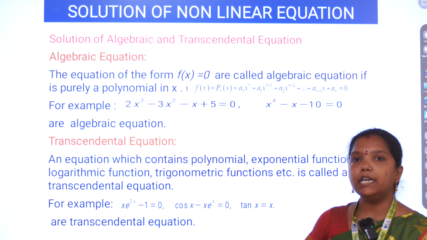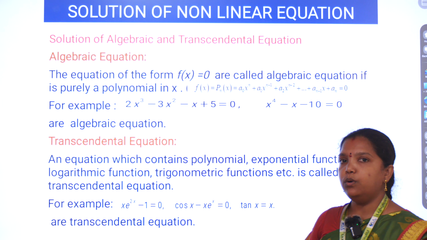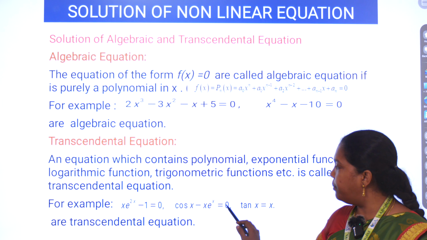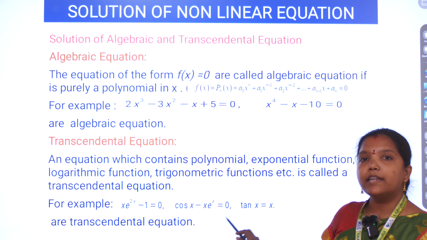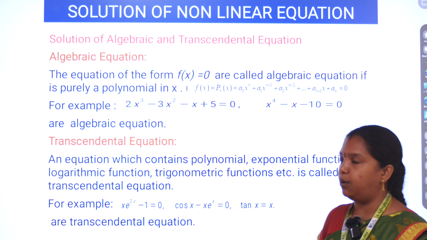Examples of transcendental equation are x e power 2x minus 1 equal to 0, cos x minus x e power x equal to 0 and tan x equal to x. These are the examples of transcendental equation.